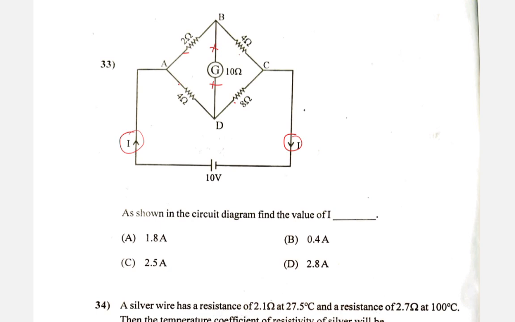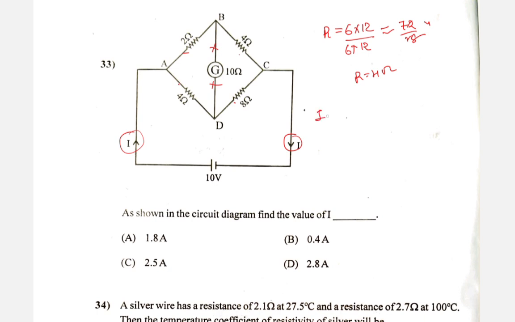So this means our R equivalent is equal to 6 into 12 divided by 6 plus 12, which is almost equal to 72 by 18. Therefore R is equal to 4 ohm. So in this circuit the net resistance is 4 ohm.